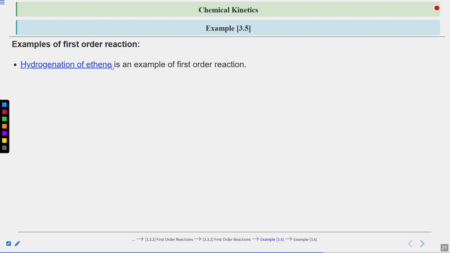When you do the hydrogenation of ethene to get ethane, this process is an example of first order reaction, which is C2H4 adding H2 into it and getting C2H6, which is ethane. So this is an example of first order reaction. The rate for this reaction is K times C2H4 to the power 1. Okay, which is representing a first order rate.